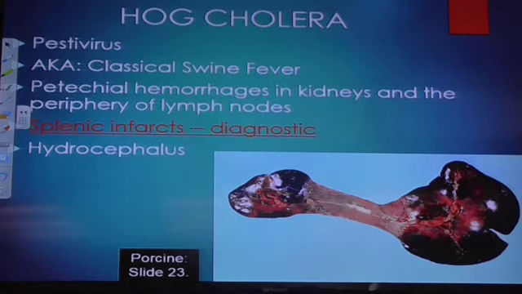Hog cholera can also give you CNS signs, and the etiology is a pestivirus. We know it's also known as classical swine fever. Besides the CNS signs and CNS involvement, you can get petechiation in the kidneys. So what did we say petechiation in any organ system is usually associated with? Viruses, but what is the general term? DIC, right. So we can see areas of petechial hemorrhage in kidneys and peripheral lymph nodes. Those are the two areas that we predominantly saw that.